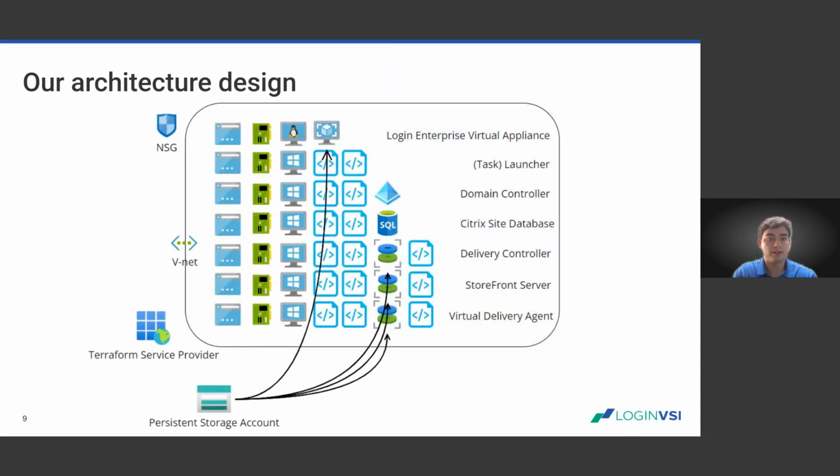So here is just a basic diagram of the architecture that we ended up deploying. As far as the Citrix site goes, it basically just included the minimum requirements to launch user sessions. So we had one SQL server as the site database, one delivery controller, one storefront server, and one VDA server. And again, here, I think a key is the simplicity in the design that we took.